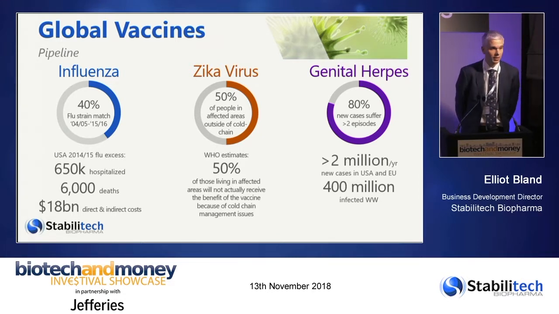And the final product is a genital herpes vaccine, again using the oral delivery vector technology, thermally stable, etc. Patients suffer an awful lot of morbidity with genital herpes. 80% suffer more than 2 episodes in their first year. 60% suffer more than 4 episodes. Huge numbers on a worldwide basis are infected and suffer from new infections every year.